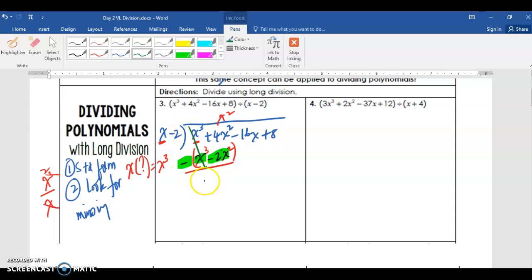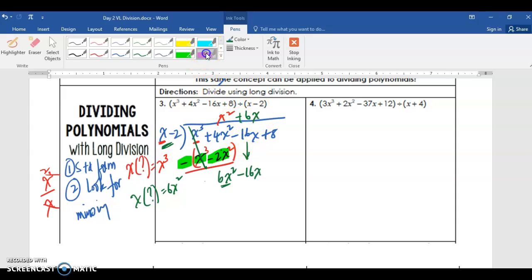It cancels off. You don't even have to write anything here. And 4x squared minus a negative 2x squared. So 4x squared plus 2x squared is 6x squared, right? And that's it for that term. Now we have to bring down the next one. So now negative 16x comes down. So ask yourself the same question. X goes in 6x squared how many times? Meaning x times what is 6x squared? It is 6x, isn't it?